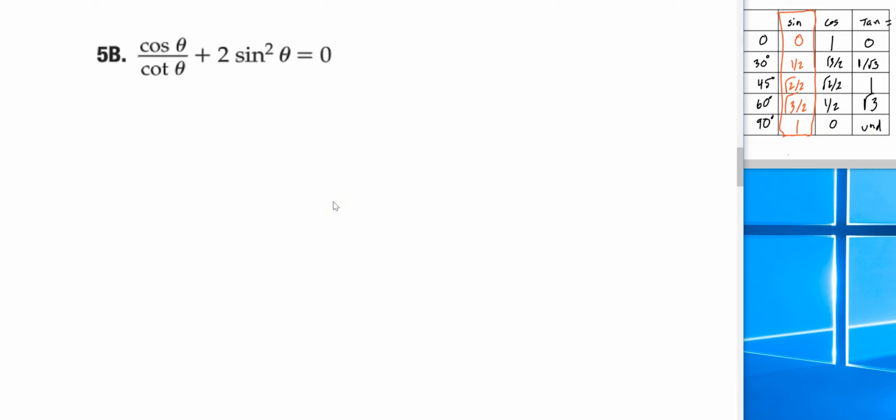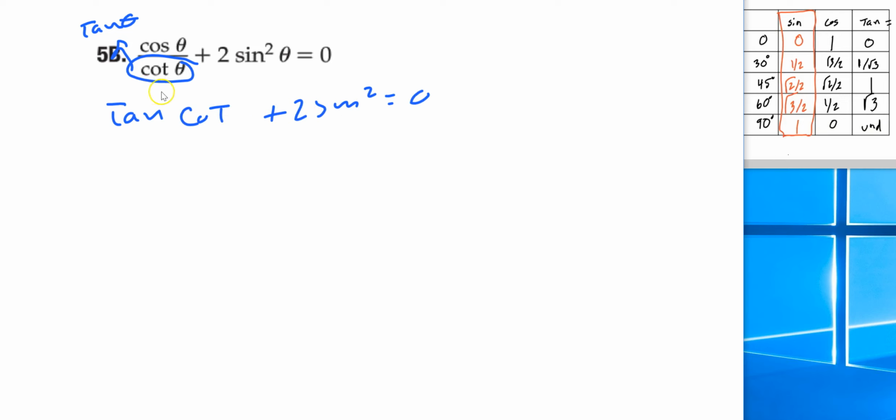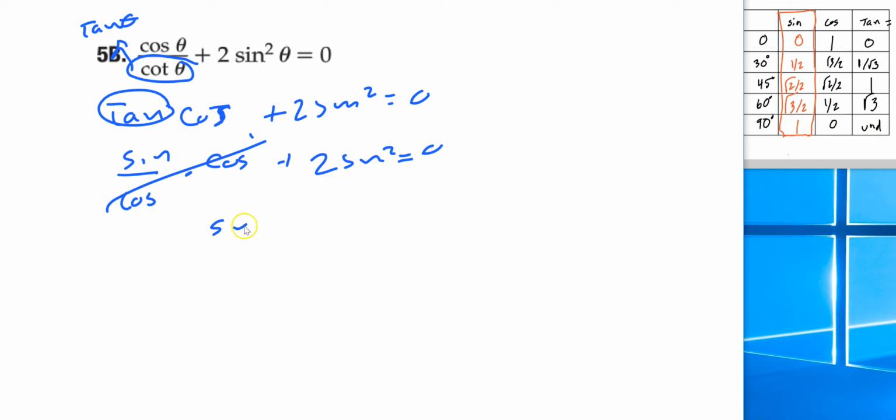So a couple more just to practice some of our stuff. This one, if you remember, my favorite trick is to move this thing to the top. So if it's a cotan on the bottom, it becomes a tan on top. So let's just rewrite it. I got tan plus 2 sine squared equals 0. Tan is sine over cosine, and we already have a cosine. These cancel, I just get sine plus 2 sine theta equals 0.